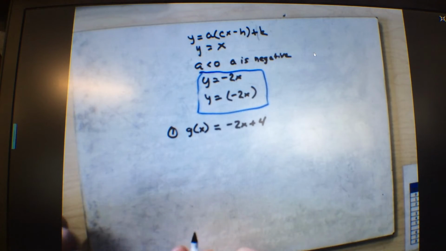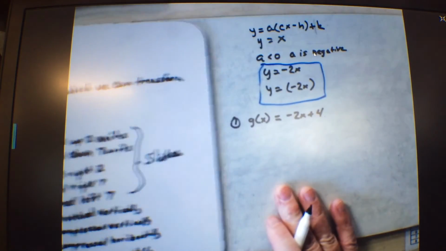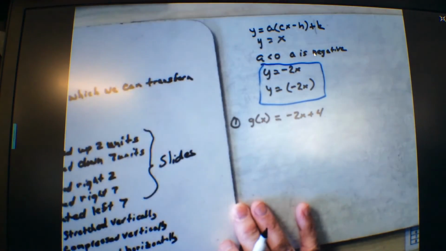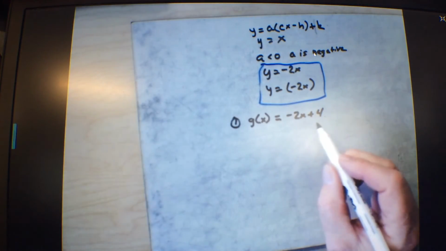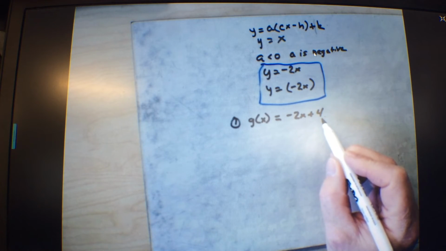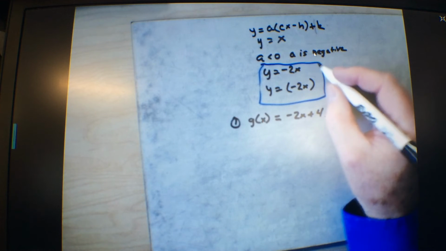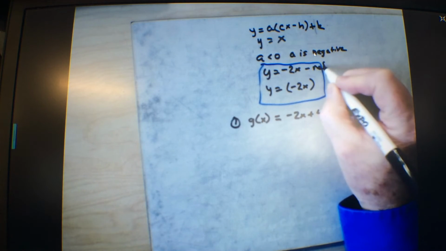Okay. All right. Now, you got to remember some things, don't you? So, what does this mean? All right. And I forgot to write the reflections down, guys. I apologize. This one is reflected across the x-axis.